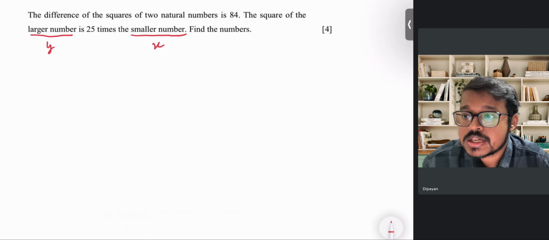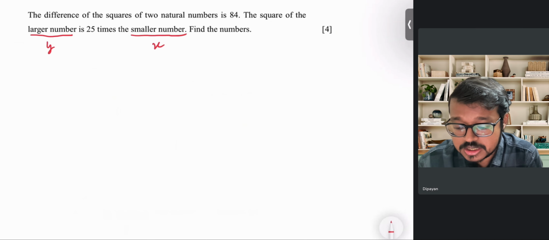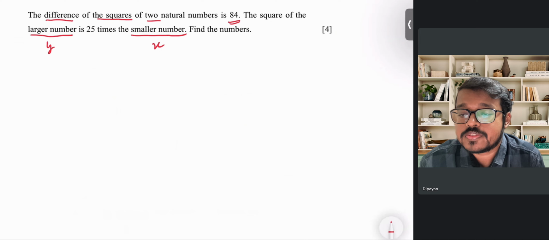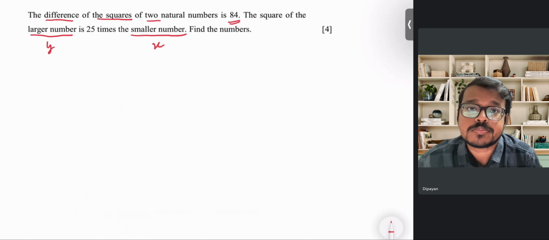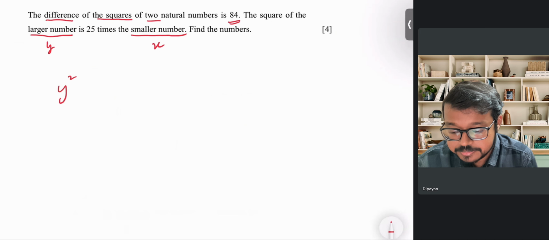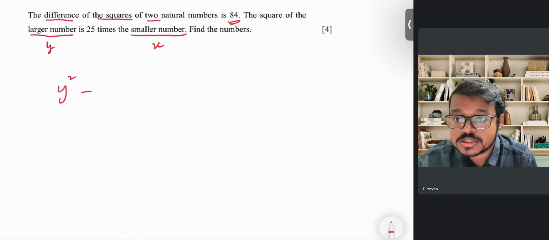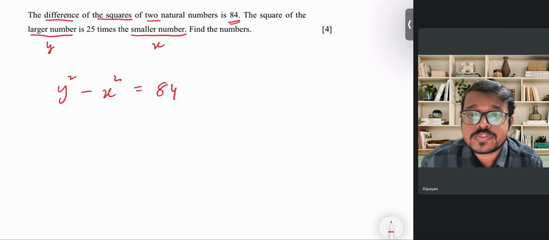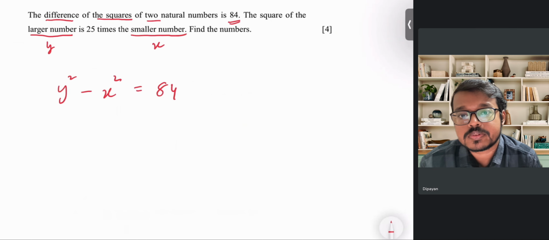So the first is that the difference of the squares of two natural numbers is 84. Difference of squares, so we have to assume that this is the larger number square minus the smaller number square, because the difference is positive, so the larger minus the smaller. Larger number is y, square of that is y square. So y square minus the square of the smaller number x square is equal to 84. This is the first statement. When we translate, we get this equation.